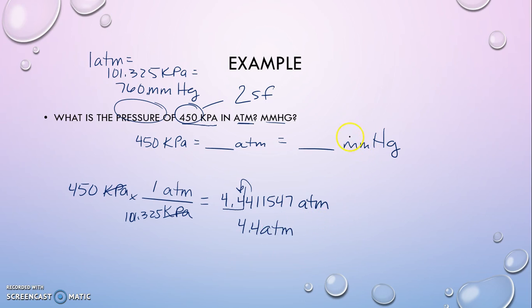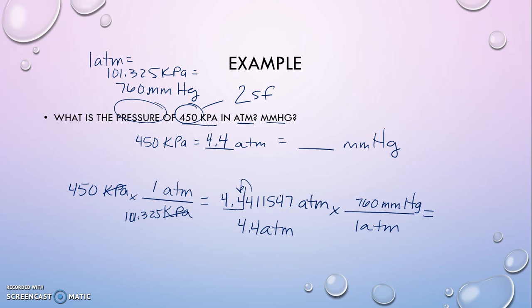Well, they don't want us to stop there. They want to know what that is in millimeters mercury. So keep this long number here if you can, and use it. We know that 1 atmosphere is equal to 760 millimeters mercury, and we just keep going. That way we can get an accurate number. If you use the rounded one, it's not going to be very accurate.